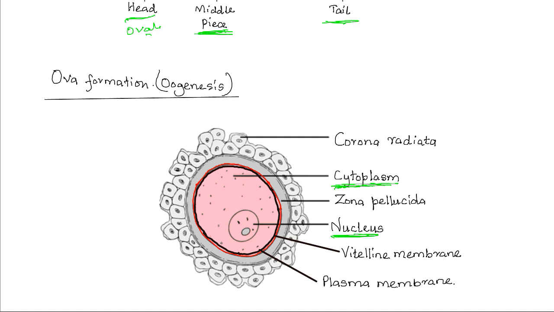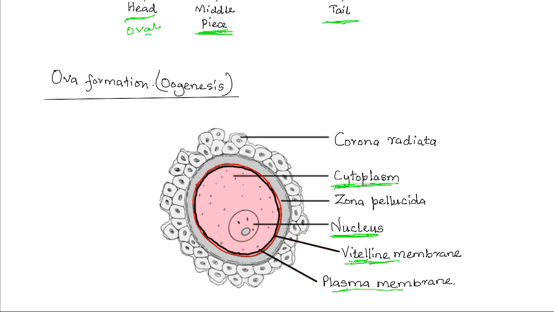Then there is a vitelline membrane, because enclosing the cytoplasm, there is a plasma membrane, and then to the outside of the plasma membrane, there is a vitelline membrane. It prevents the entry of more sperms once the first one has entered. It's also known as the fertilization membrane. Once a sperm has entered the ovum, then this vitelline membrane gets transformed and forms a barrier that prevents the entry of more sperms.